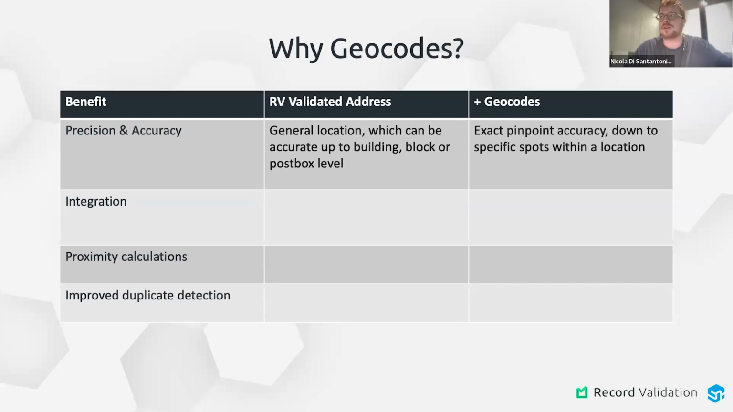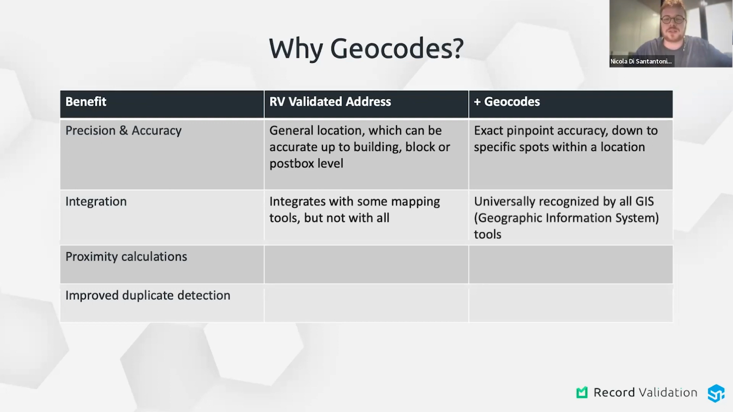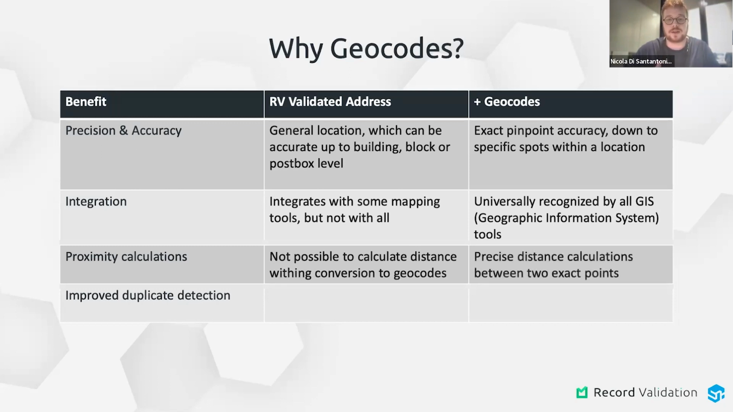And this is also great for integrations, right? Because you can now do mapping, but not all of them are supported according to the current status of Record Validation. But with geocoding, you can use the GIS standard to improve your analysis and design specific segmented strategies. And as it comes with high proximity calculations, now things that cannot be addressed properly with a simple street address, you can address with the geolocation.